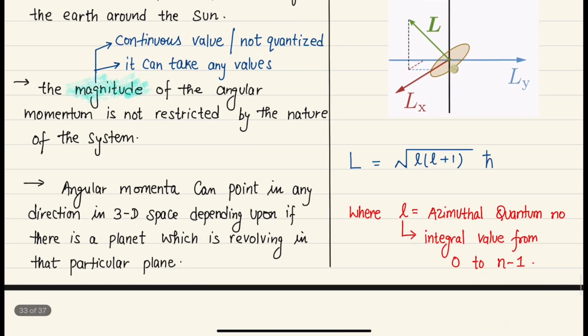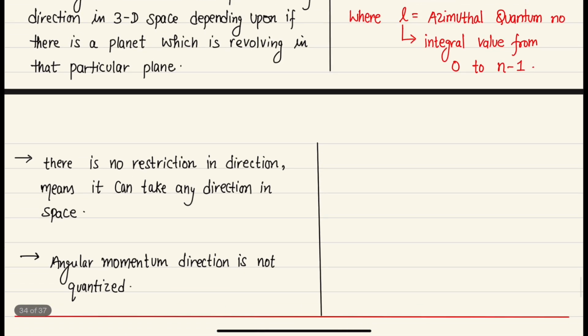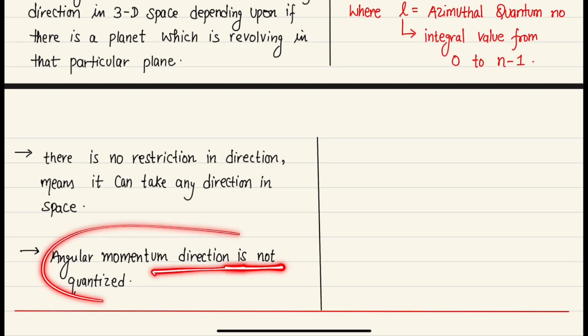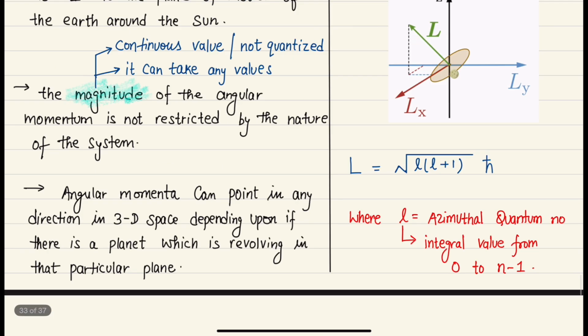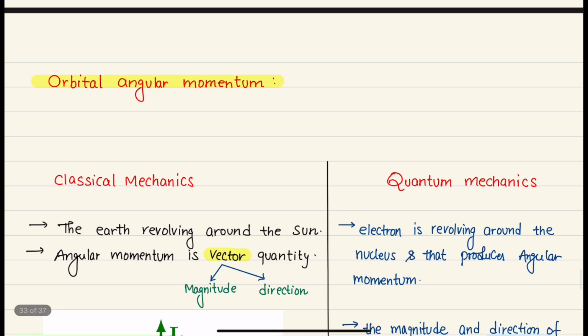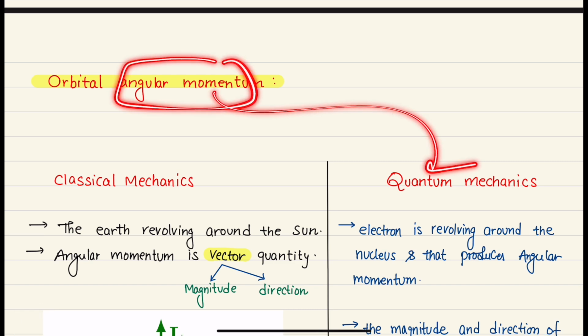Now angular momentum direction is not quantized. Not quantized means it is not fixed. It can take any direction, it can point in any direction in 3D space. Now we will talk about angular momentum in quantum mechanics.